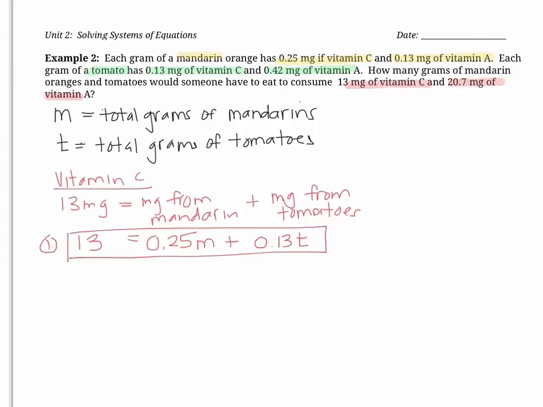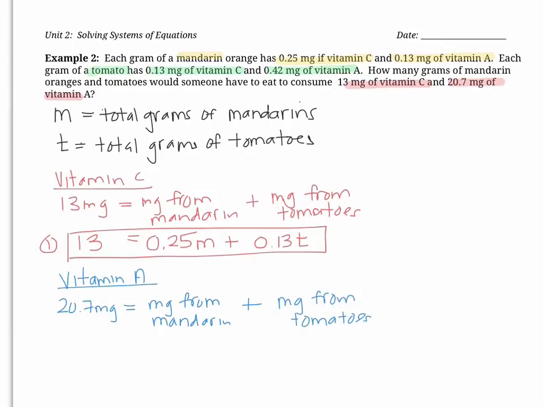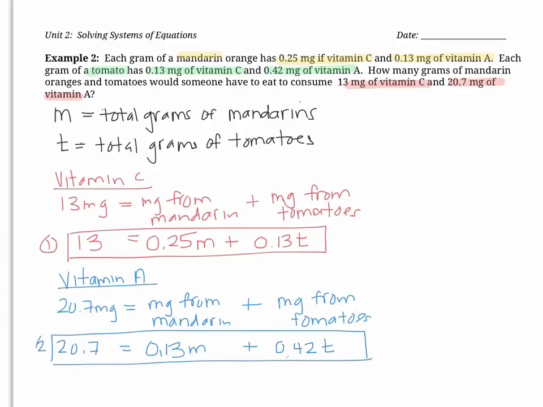Now let's talk about vitamin A. The goal is to get a total of 20.7 milligrams of vitamin A. And that has to be made up of the milligrams that we get from mandarins plus the milligrams we get from tomatoes. So the milligrams of vitamin A we get from mandarins are 0.13 milligrams for every gram of mandarin. So we can say that that's just 0.13 times M, because M is the number of grams of mandarin, plus from a tomato we get 0.42 milligrams of vitamin A from 1 gram of tomato. So that's going to be 0.42 times the grams of tomatoes. And this all has to equal a total of 20.7 milligrams of vitamin A. So now we have our second equation.